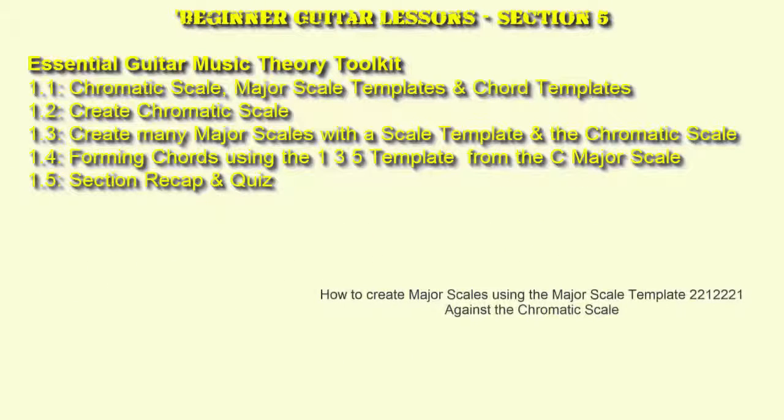Okay, in this particular lecture we're going to continue our look at how to create major scales using the chromatic scale. From the previous lecture we understand that we have a major scale template which we can use across all 12 different major scale options: 2-2-1, 2-2-2-1. We plugged that into the last lecture where we created the C major scale, which produced the notes C, D, E, F, G, A and B.